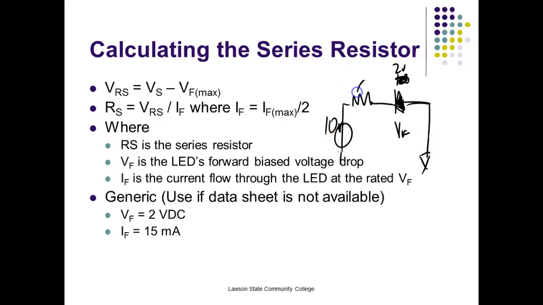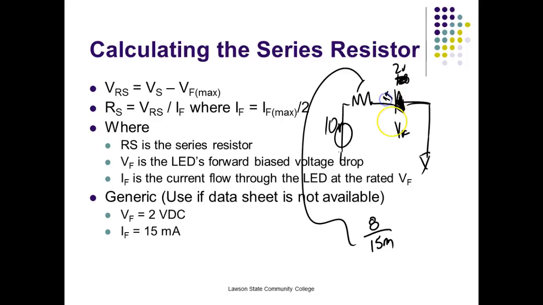Then I would say, okay, what size resistor do I need? Well, I want that resistor to drop 8 volts at 15 milliamps. And that's what I would use. And then I would round the resistor to the closest standard. These guys are real easy to calculate, those series dropping resistors.